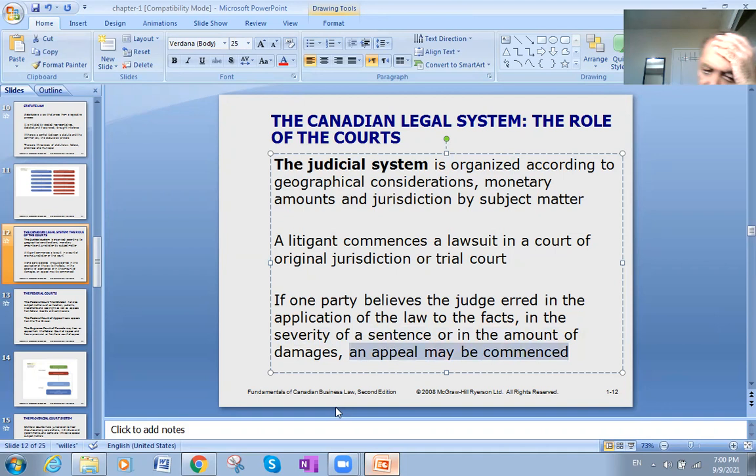So sometimes maybe the judge will make a mistake. If the judge made a mistake, you have the right to appeal. This is the meaning of the sentence. If there is a mistake, then you have the right to make an appeal.